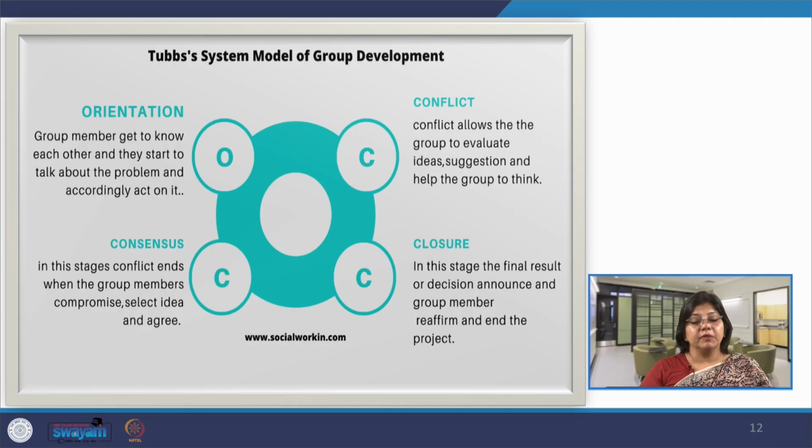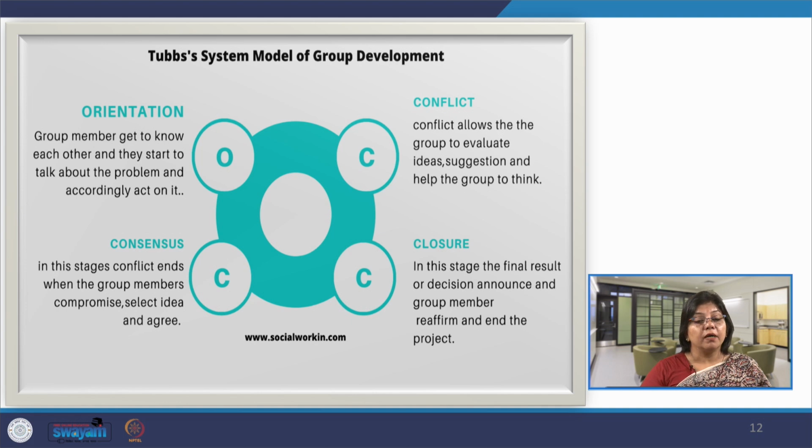Once consensus has been achieved, it leads to a closure stage, where the final result or decision is announced and group members reaffirm and end the project. So, at the consensus stage, the members tend to become functional while being compromising and inclusive, and reach the closure stage where an assessment is made, a decision on whether the group goal has been achieved or not, and it is reaffirmed and the group tends to disband, or maybe the project will disband, maybe the group will continue to exist, but maybe with the next role.